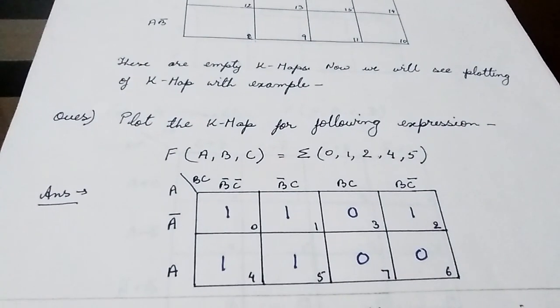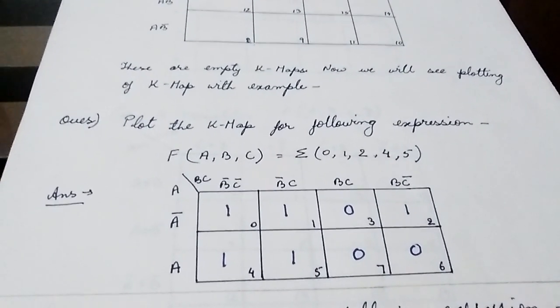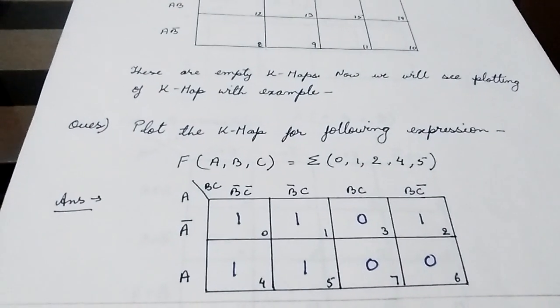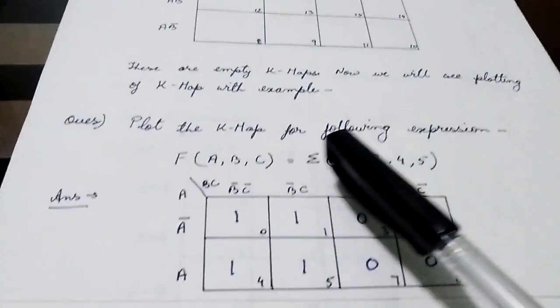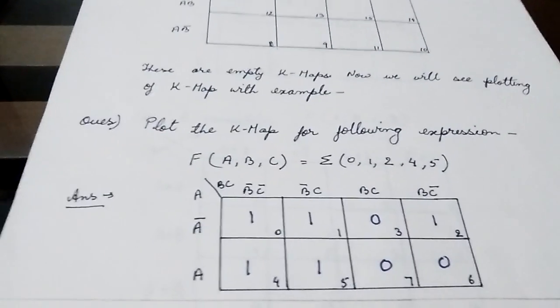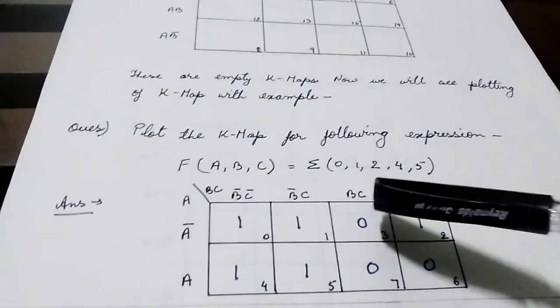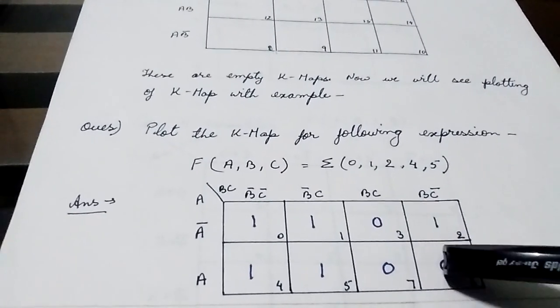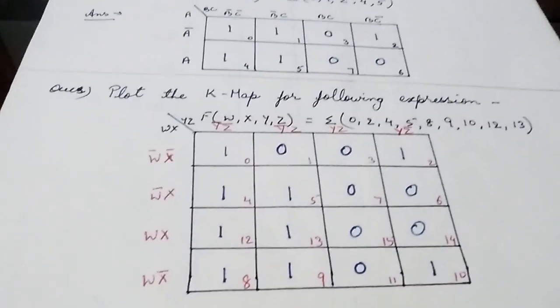If you remember, min term or SOP works with 1. So we have to put ones in the places of the values which are given in the question. And we don't have to leave the remaining cells empty. The remaining cells have to be filled by 0. Let us see another example.